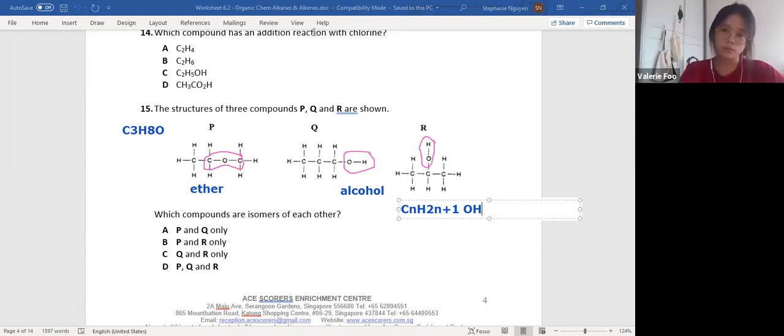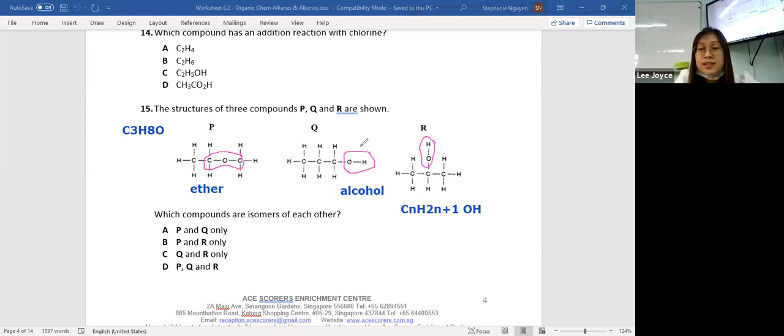So what do we call this OH group? Just like the C=C double bond is called an unsaturated bond, and the C-C single bond is a saturated bond, OH is known as the hydroxyl functional group. Okay, any questions?